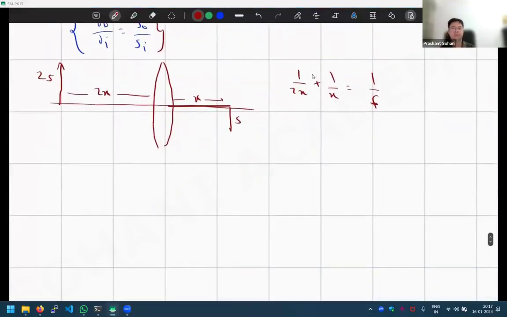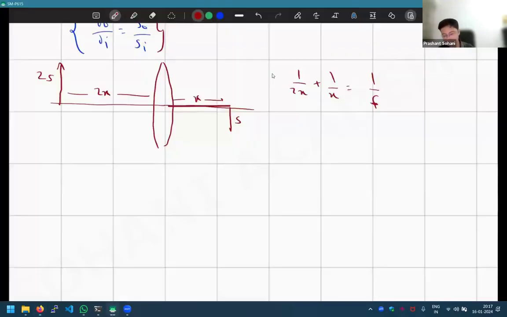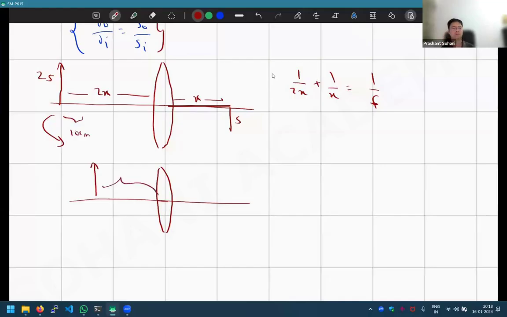And now in the second diagram, what is going to happen? When the object is moved towards the lens by 10 centimeters, okay? So now I'm going to move the object, sorry, towards the lens, okay? So now the object is going to go to some new location. Okay. So the distance that the object has moved is 10 centimeters. So therefore, can you say what is the new distance from the lens now? It will be 2x minus 10, correct? Because the object has moved closer by 10 centimeters.